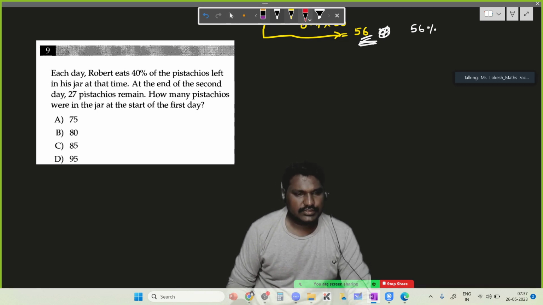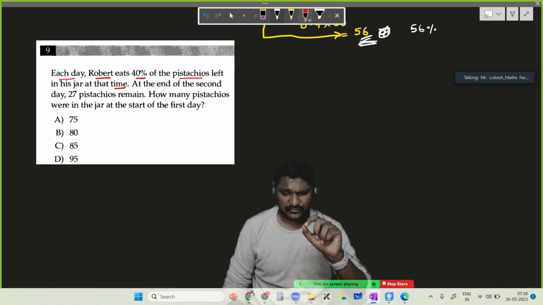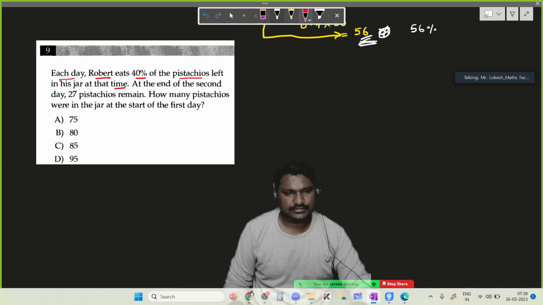So coming to ninth question, each day Robert eats 40% of the pistachios left in his jar at the time. So he eats 40% of the pistachios left in his jar at that time. So if there are 10 pistachios, he will eat 4. If there are 20 pistachios, he will eat 8. That means whatever is the number of pistachios in the jar, he will eat 40% of that. So that is the first part of the question.